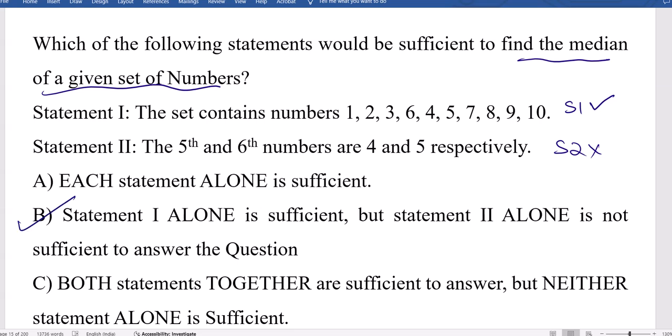They have given the set, which contains totally 10 numbers, right? We have to put them in order: 1, 2, 3, 4, 5, 6, 7, 8, 9, 10. 5 and 6 will be the middle numbers. Then we'll take the average of them. That's fine.